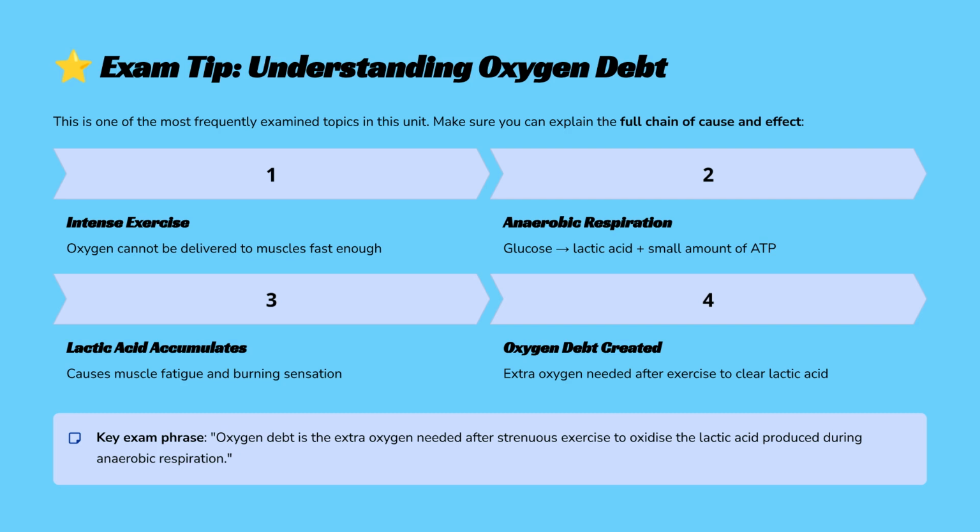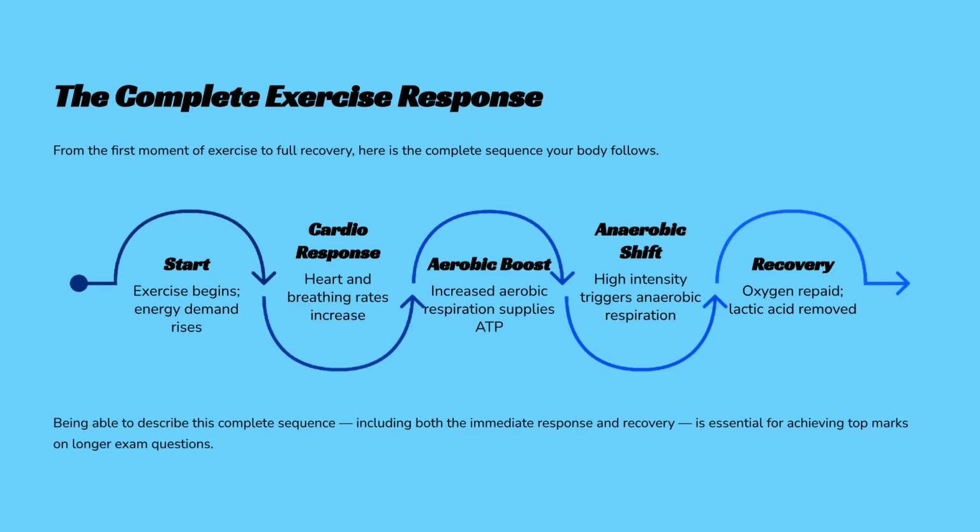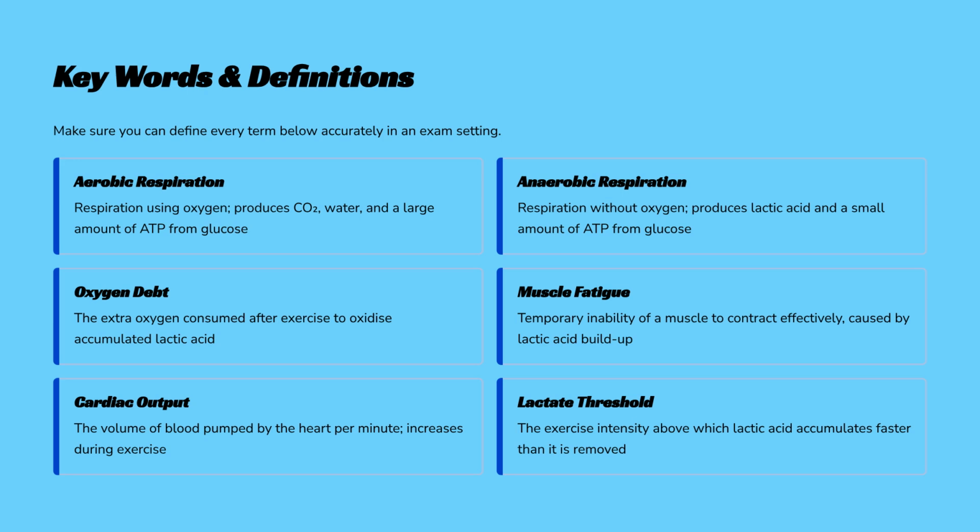Remember this chain. Intense exercise prevents adequate oxygen delivery, forcing anaerobic respiration, which builds up lactic acid and creates an oxygen debt. Finally, be prepared to compare aerobic and anaerobic respiration in your exams. Focus on oxygen needs, ATP yield, and the specific byproducts produced. This video summarizes the body's complete exercise response, from the initial onset of activity through the aerobic and anaerobic phases, finishing with full recovery. Here are the key definitions you need to master for your exams: aerobic versus anaerobic respiration, oxygen debt, muscle fatigue, cardiac output, and the lactate threshold.